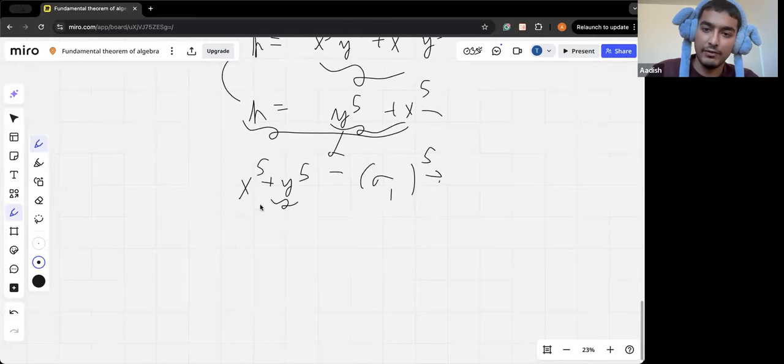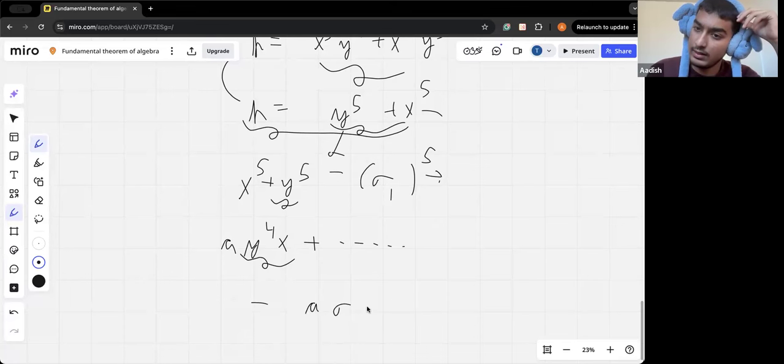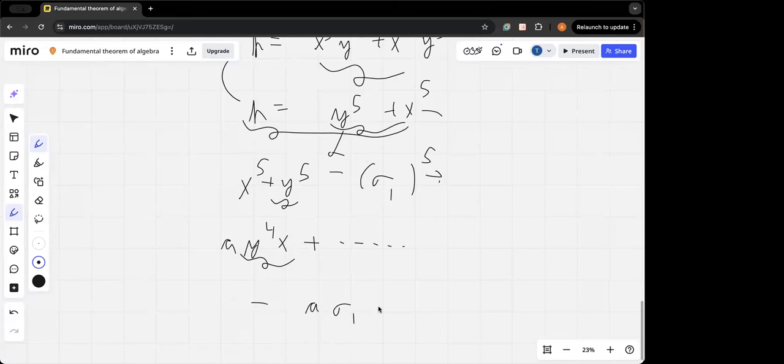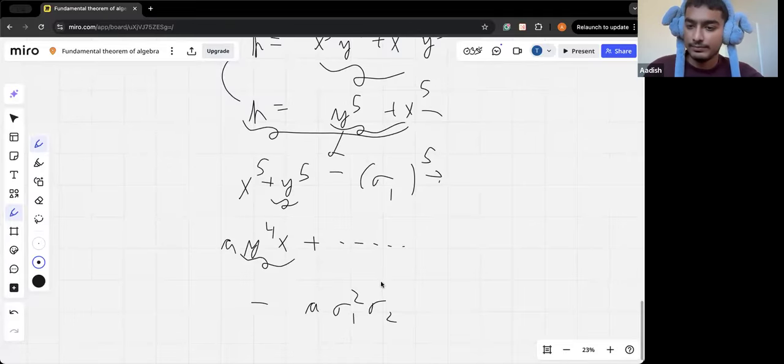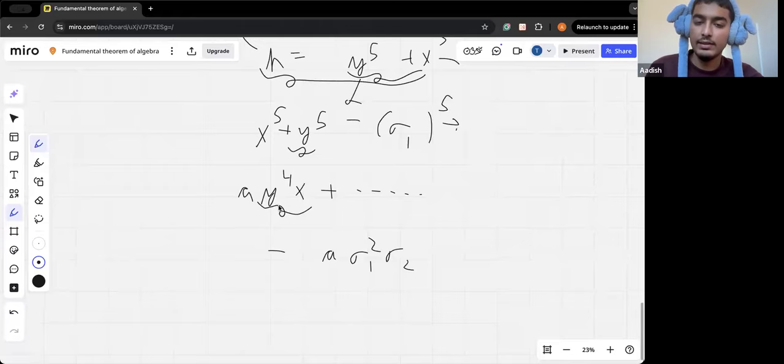Now suppose you have a random degree 4 polynomial. That would be a y^4 x plus smaller degree terms. How will you get rid of a times y^4 x? A times sigma 1 squared times sigma 2, something like that. Yes, perfect. You do need to verify one thing: this works because the only y^4 term you'll get is y^4 x, and you get rid of it. So you get a polynomial of smaller degree.